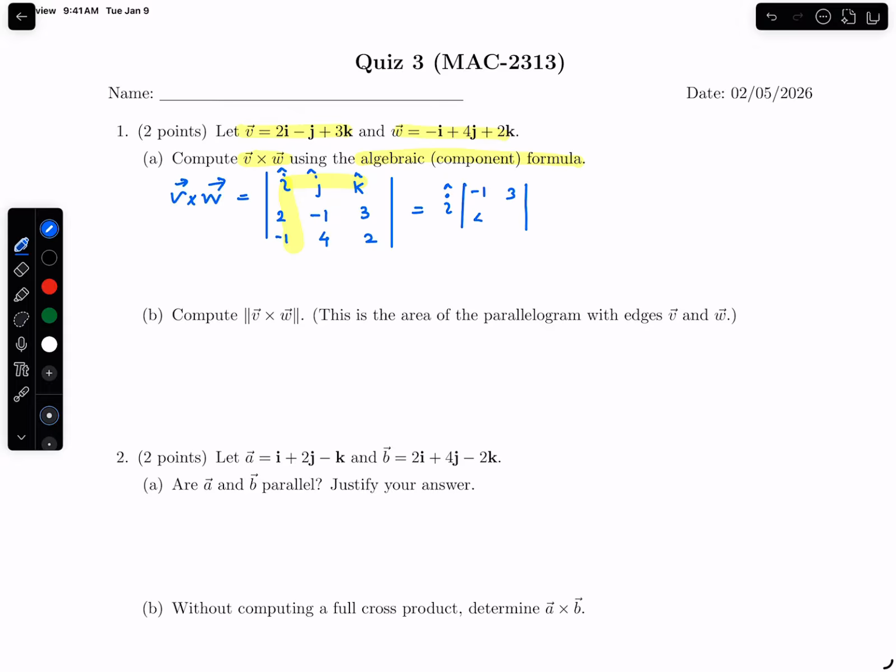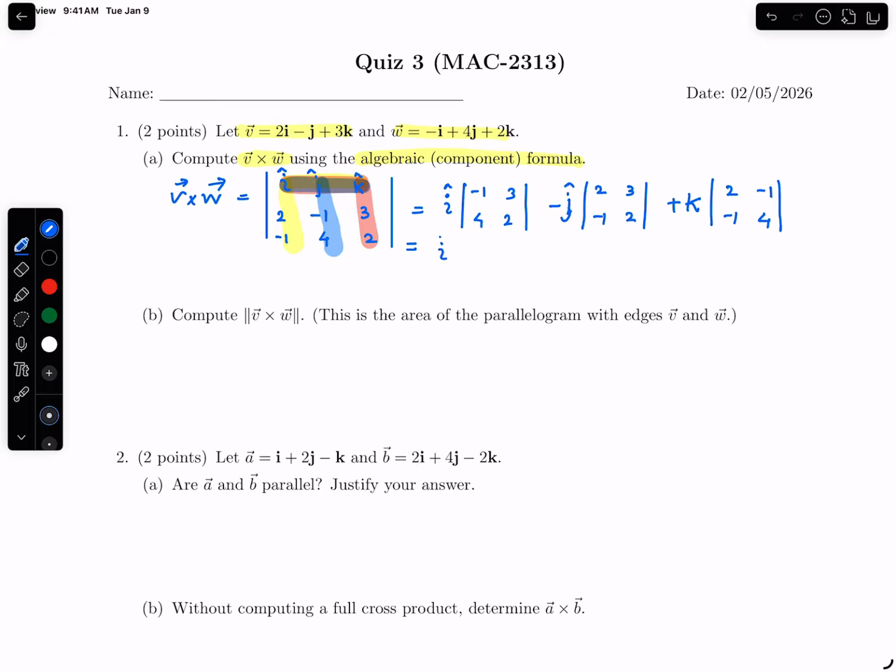-1, 3, 4, 2. Then the next one is -j, and then I have a determinant. Then +k, I have a determinant. So now I delete the first row and second column, and whatever is left over is 2, 3, -1, 2. For the final one, I'm just deleting the last column and the first row, and I get 2, -1, -1, 4.